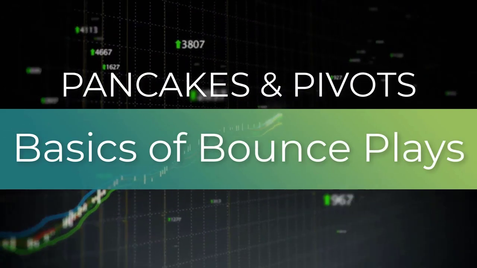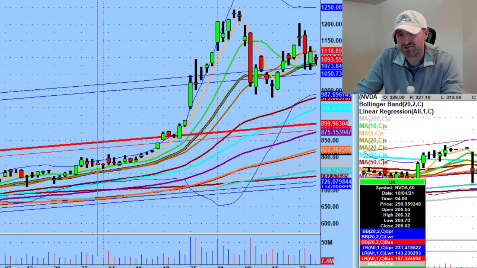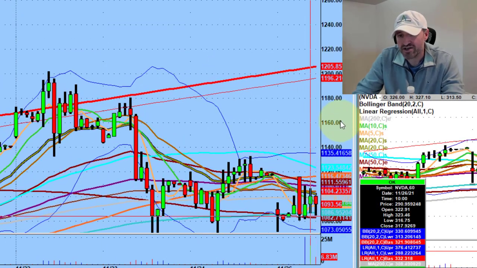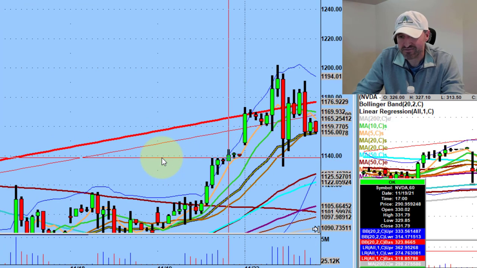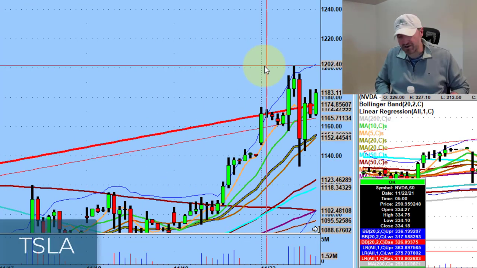So here, let me show you. I'll give you a clear example. The best bounce areas, right? The best bounce areas are always, here, let me show you this. It's much easier on an uptrend than a downtrend. It gets a little harder to see.